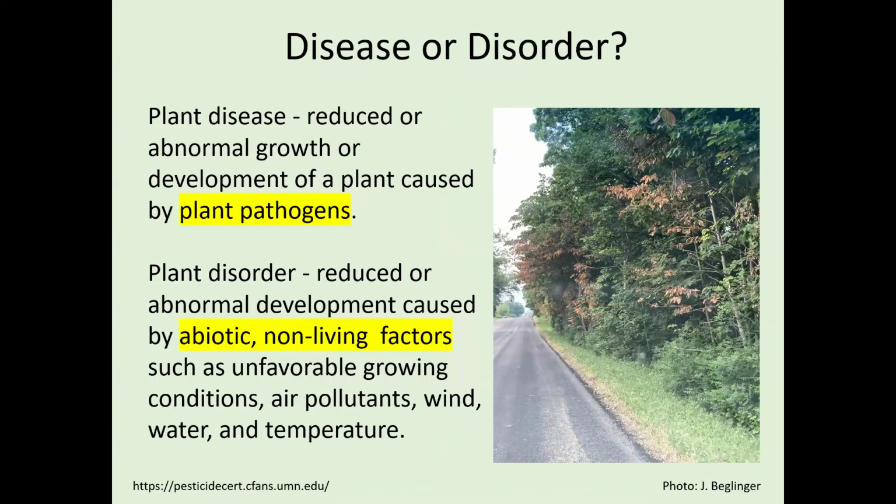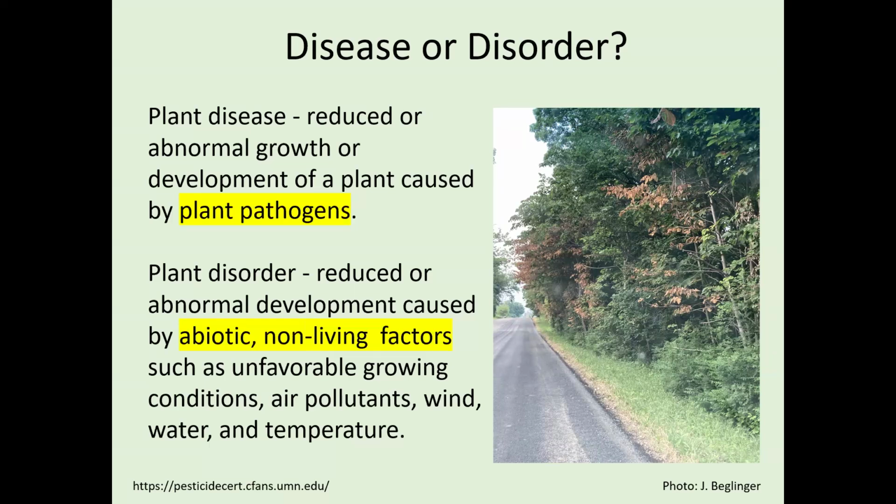So we should do a little defining here. With plant issues, we can have diseases or we can have a disorder. A disease is where we have reduced or abnormal growth caused by an actual plant pathogen, whether it's fungal, viral, or bacterial. Plant disorders are abnormal development, and the cause is usually environmental, non-living, abiotic. That can be unfavorable growing conditions, road salt damage, heat, wind, air pollution, too much water, or not enough water. Those things are caused by non-living factors, and that's a plant disorder.